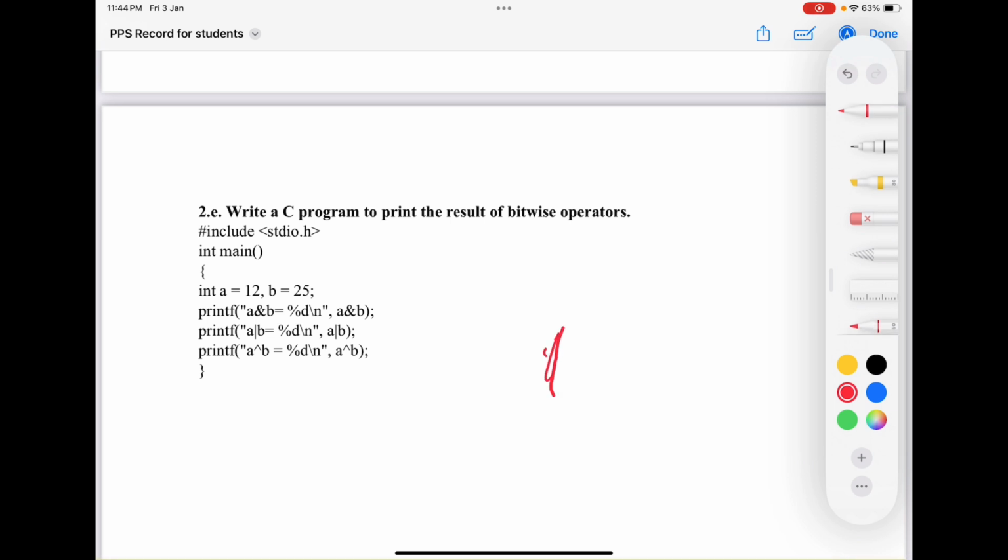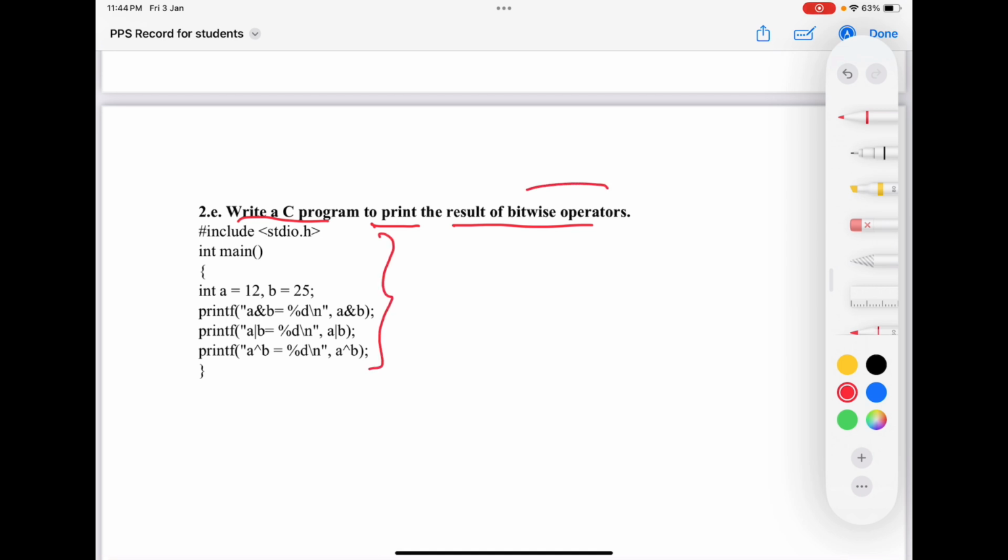Now, this topic is very important as far as your examinations are concerned, theory or practical. This concept is important and this program is very simple. Now let's see what this program is. The program is: write a C program to print the result of bitwise operators. Before we step into the program, let's understand what bitwise operators are.